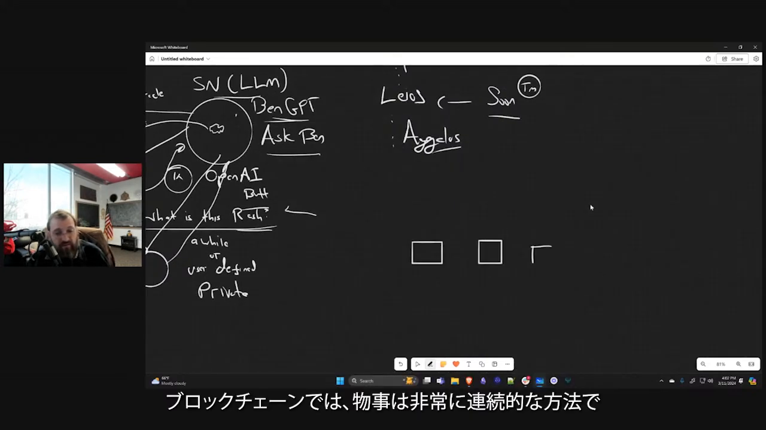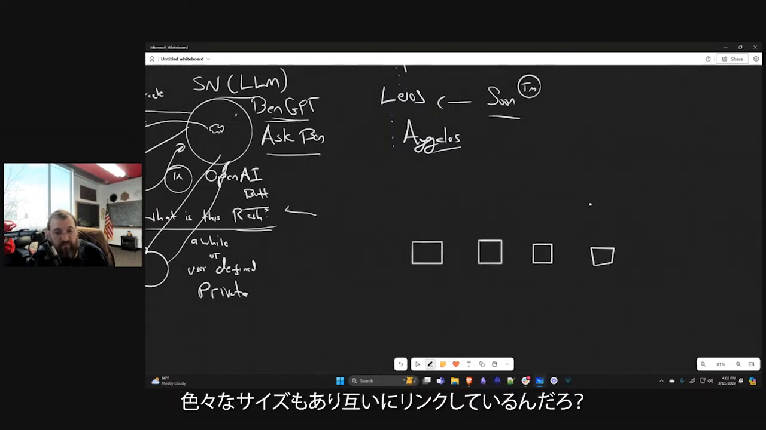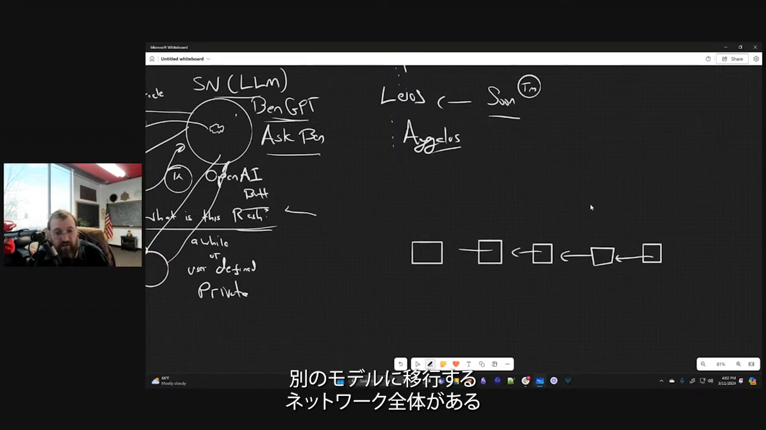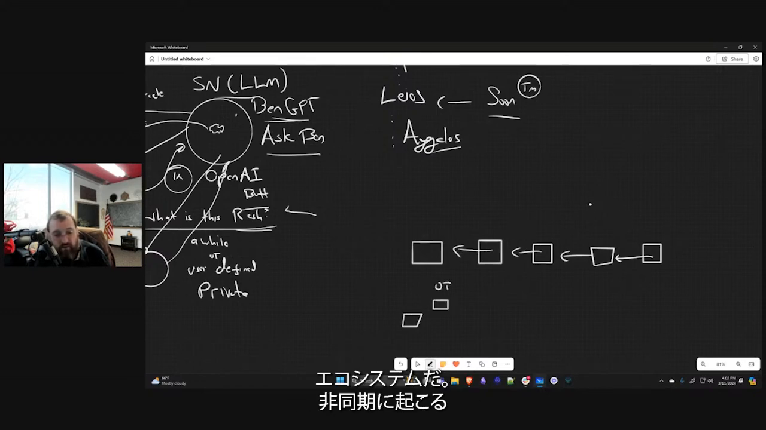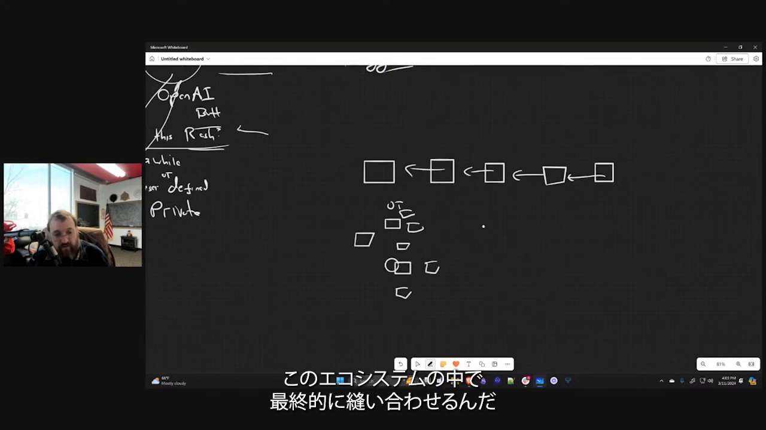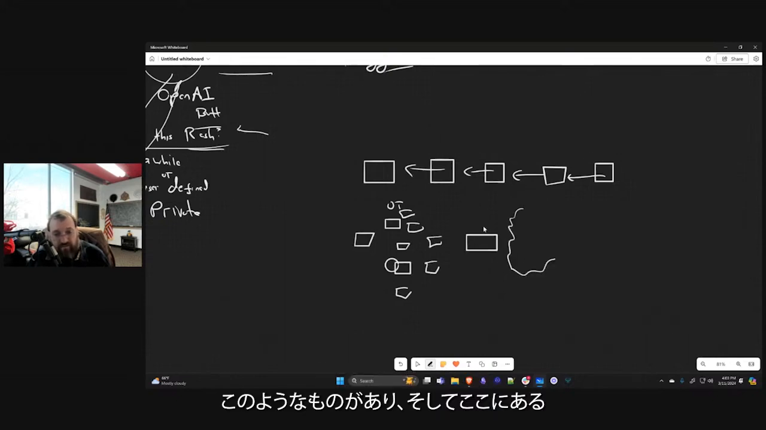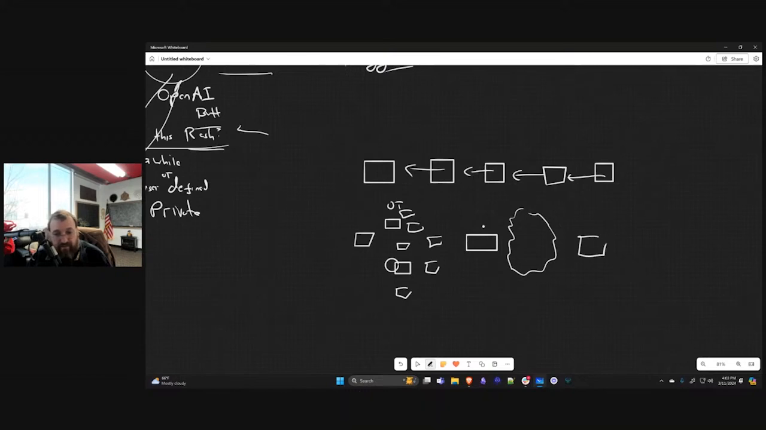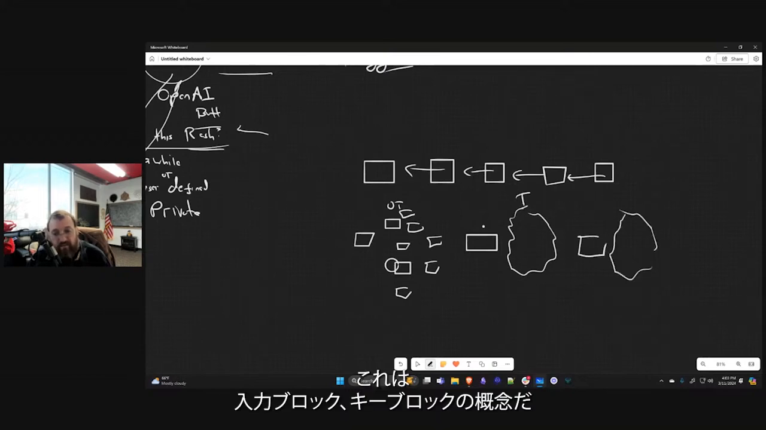In a blockchain, you have things in a very sequential way, and they're of different sizes, and they all are linked to each other, right? You kind of move to a different model where you have a whole network and ecosystem of stuff that happens asynchronously. Okay, and this ecosystem of things eventually gets stitched back together. So you have all this stuff in here. This concept of input blocks and key blocks.